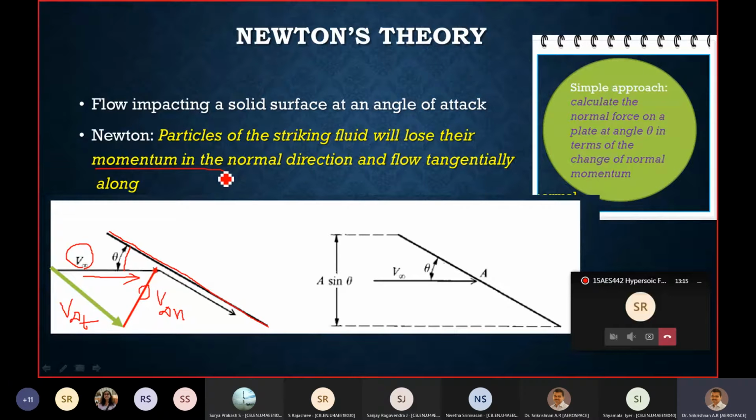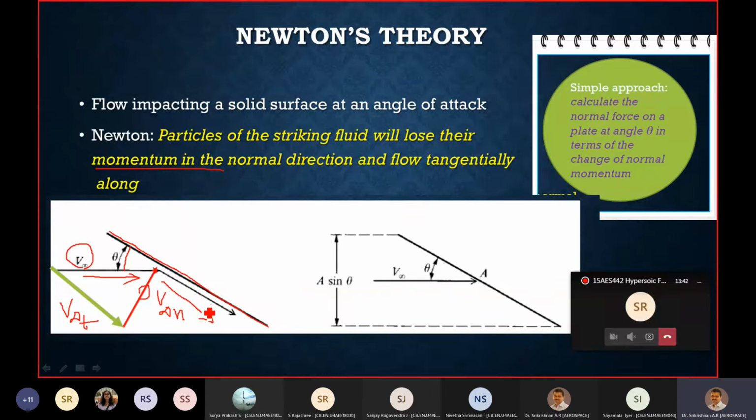So the fluid will lose its normal component of momentum, and at the same time, after impinging, the fluid flow becomes parallel to the surface. That's an observation also, as we know. After it hits the surface, it becomes almost parallel to the surface. What do you mean by parallel? A direction that is tangential. So Newton assumes that in the tangential direction, the momentum will be conserved.